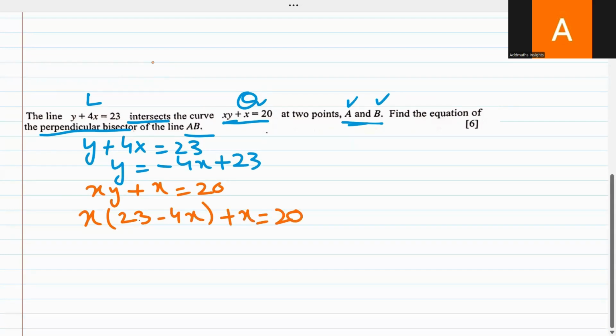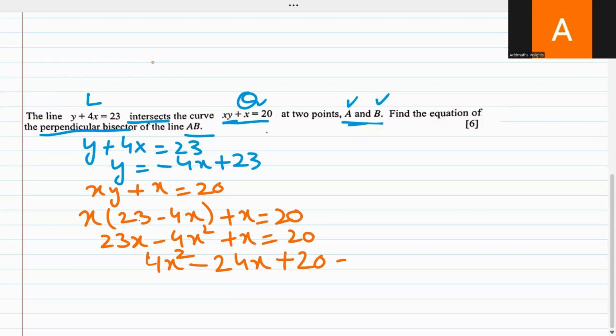Now you make use of expansion. 23x minus 4x squared plus x is 20. Now you give standard form to your equation. We take all variables after simplification to the other side. And your equation becomes 4x squared minus 24x plus 20 is 0.